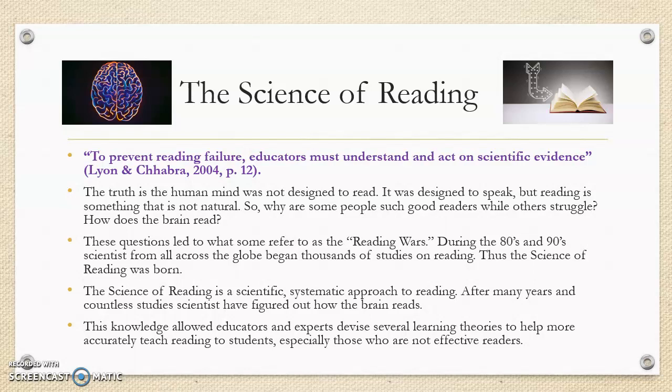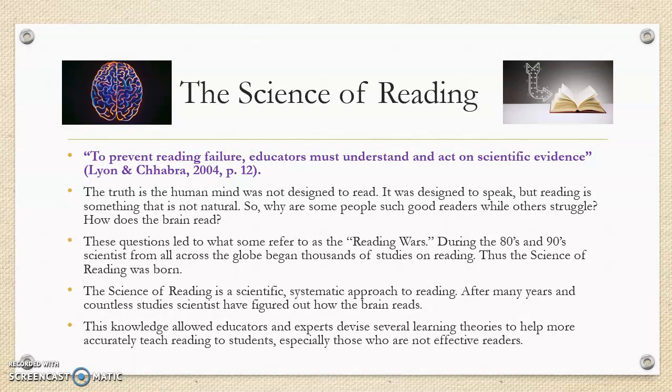So what is the science of reading? People for a long time did not know how the brain even works during reading. How do we read? What part of the brain is affected? This question led to some issues and some arguments over the best way to teach reading, and this became known as the reading wars. During the 80s and 90s, scientists decided globally to begin many studies on reading to find out exactly how the brain works during reading, and this is the science of reading.